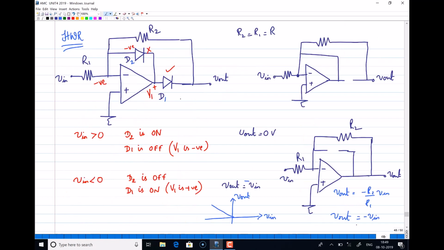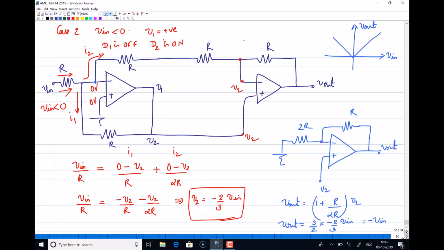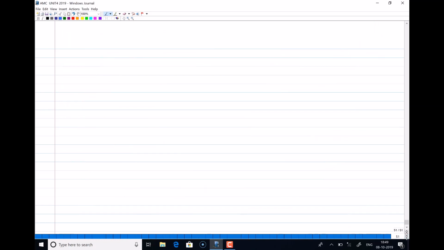This is another one which works for the negative half cycle, and this is the circuit which works for both half cycles, right? So that's all about precision rectifiers. Now one more thing I want to discuss here is the Schmitt trigger. We have done the discussion in class about Schmitt trigger.